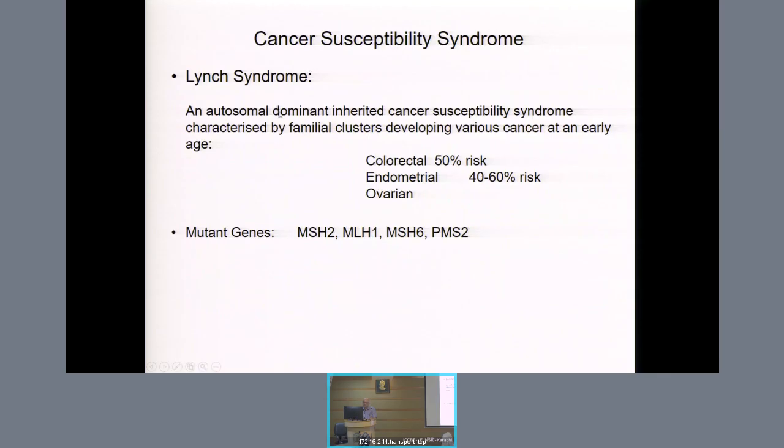What is Lynch syndrome? It is an autosomal dominant inherited cancer susceptibility syndrome, characterized by familial clusters developing various cancers at an early age. In a younger age group, colorectal cancer accounts for 50% of the cases, endometrial 40%, and ovarian. So in families with a younger age group developing these three cancers, there is a risk of Lynch syndrome. These are the genes which are involved.